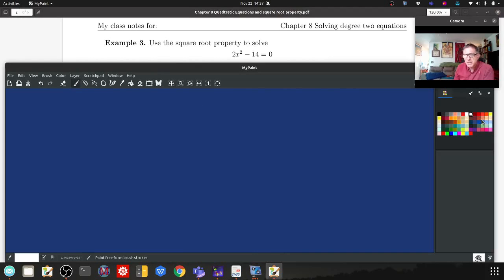Here, this one's pretty much going to again be straightforward. We're going to do the most obvious things. So I have 2x squared minus 14 is equal to 0. So I want to move the 14 over to the other side of the equal sign, and it changes into a positive number. That's a good thing. And now I can divide both sides by 2. And that's going to give me x squared is equal to, well, 14 divided by 2 is 7.